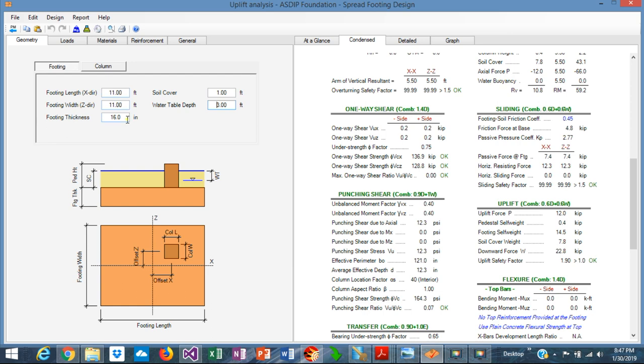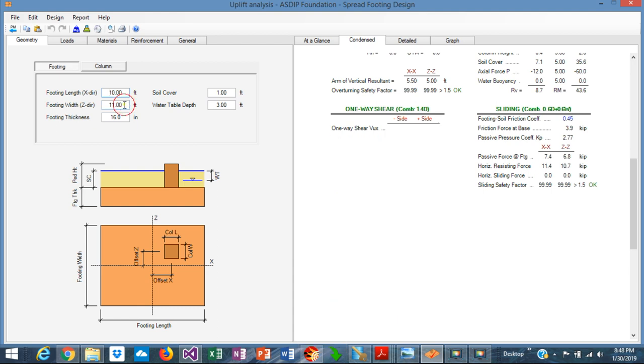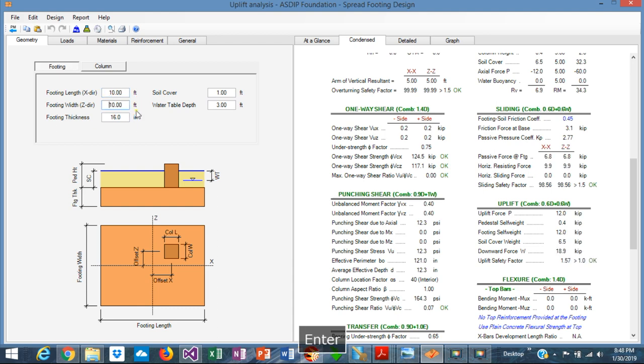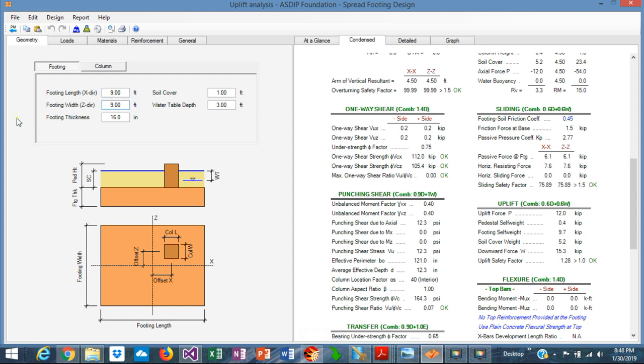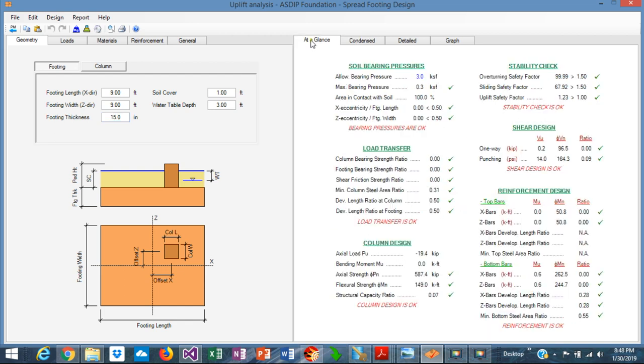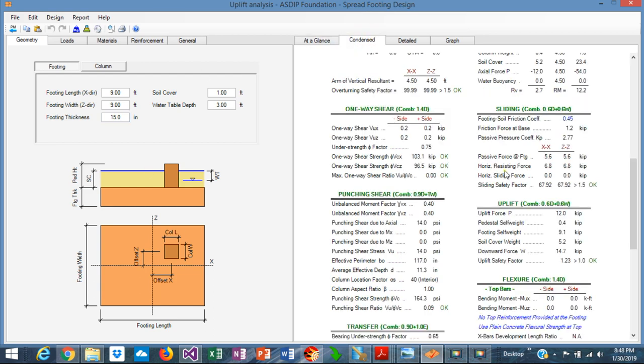So let's say 11 by 11 by 16 inches. We have an uplift safety factor of 1.9. It's very comfortable. Let's go a little bit smaller, 10 by 10. 1.57 is still very, very comfortable. So even smaller, 9 by 9 by 15 inches. So 1.23. So basically we have a footing 9 by 9 by 1 foot 3 inches.